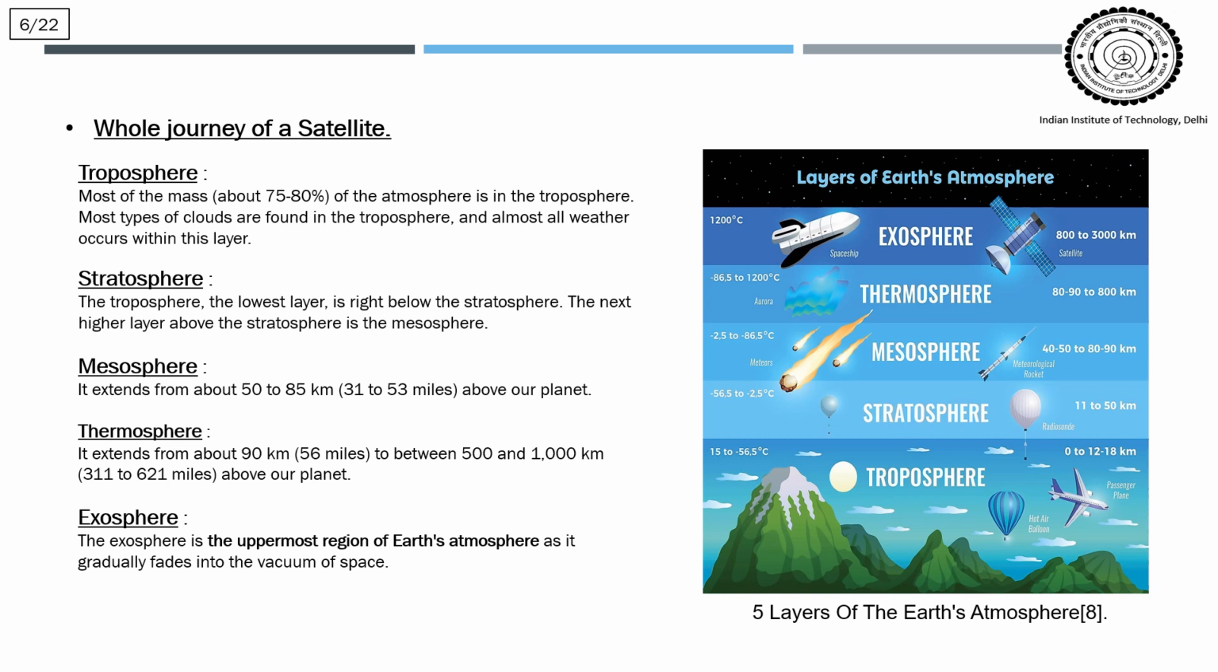Next, we can see the whole journey of a satellite. So the satellite has to travel through all these 5 layers of the Earth's atmosphere. First is the troposphere, then stratosphere, mesosphere, thermosphere, exosphere. Then exosphere is the uppermost region of the Earth's atmosphere.